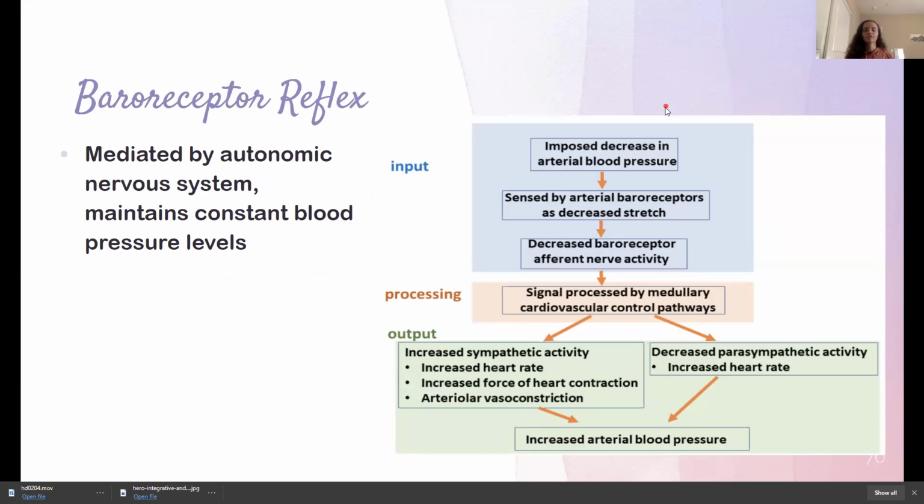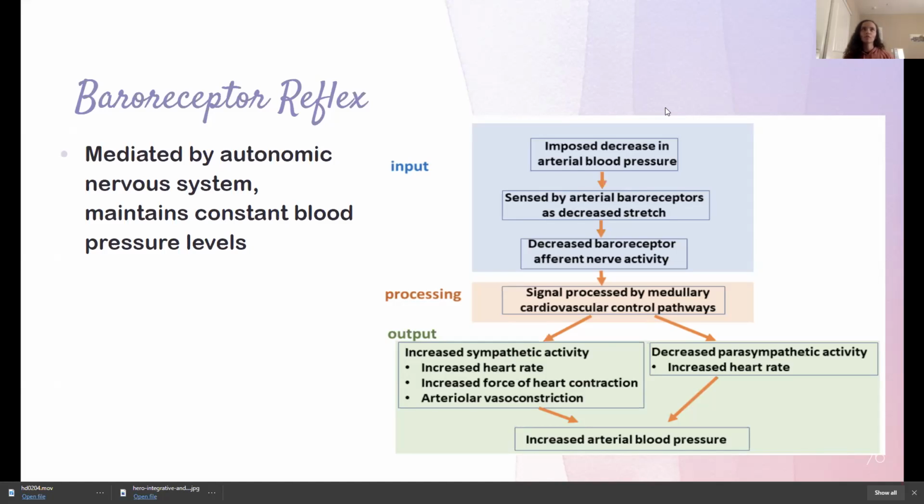So the baroreceptor reflex is something that Jose kind of touched on in his discussion of tonic control in the sympathetic nervous system, but I'm going to go into it in a little bit more detail. The baroreceptor reflex is basically the way that your body mediates its blood pressure. It's under autonomic control, and its purpose is to maintain a homeostatic, constant blood pressure. It does that by regulating the sympathetic and the parasympathetic branches.